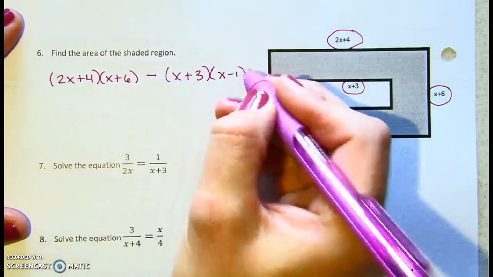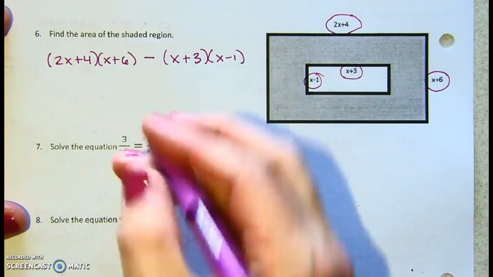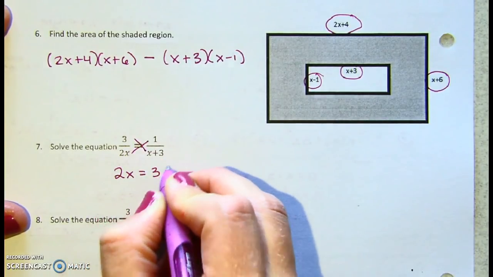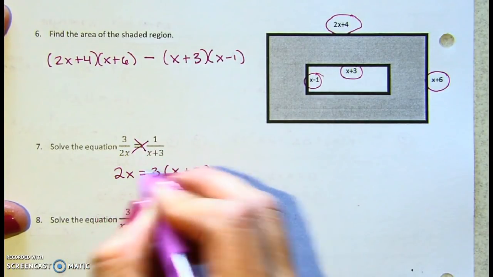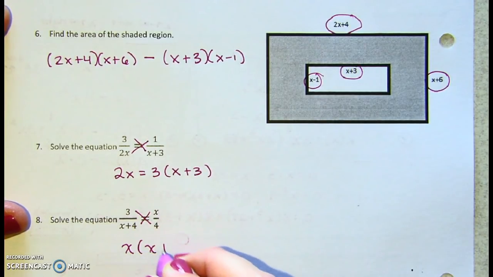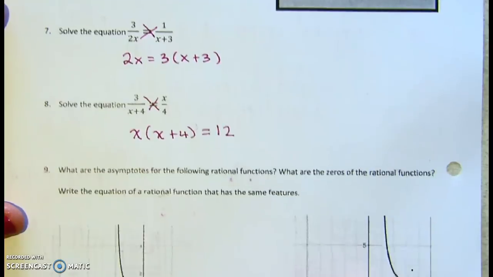Okay, so you're going to FOIL that. Maybe I should just do hints and help on the last few. My last few minutes here, we're going to cross multiply here. So we would have 2x equals 3 times x plus 3. Distribute, combine like terms. Except we're going to get a quadratic here. How do you solve a quadratic? Zero product property, set it equal to 0, factor, and solve.